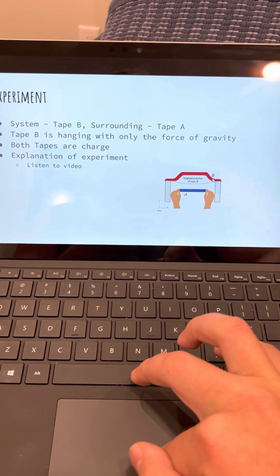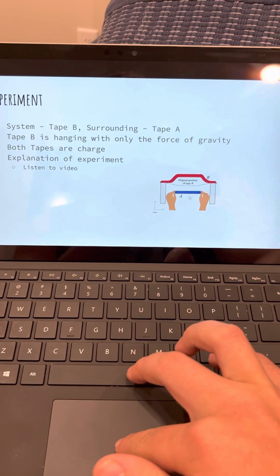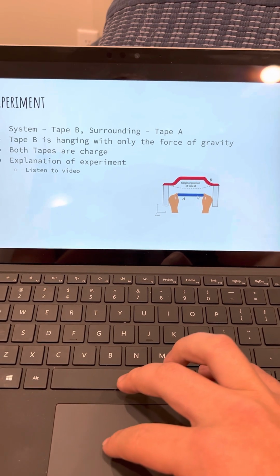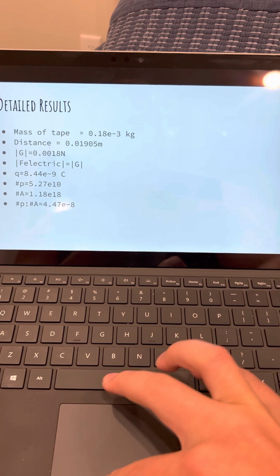So you see what the experiment is going to look like. We're going to hang tape B and then stick tape A underneath it, and it will send tape B up. We'll find this distance D and we'll get the mass of the tapes, and with that we will be able to find all this information.